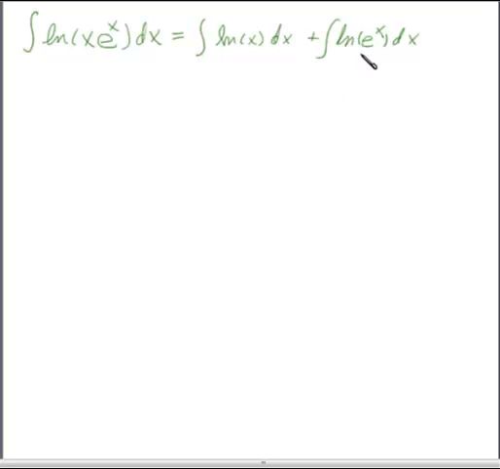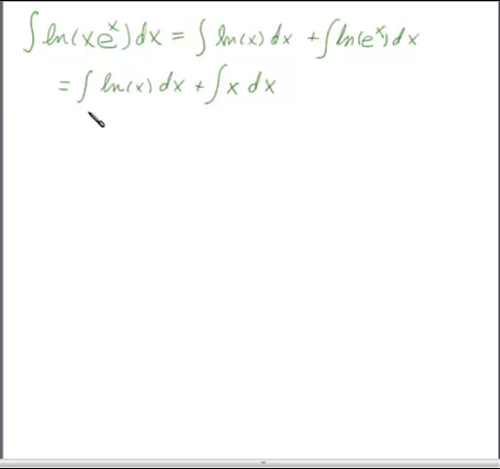What's the natural log of e to the x? Well, let's see. The natural log of anything is the exponent you have to put on e to get the anything. If the anything is e to the x, what do you have to put on e to get e to the x? Well, just x. So this is equal to the integral of natural log x dx plus the integral of x dx.